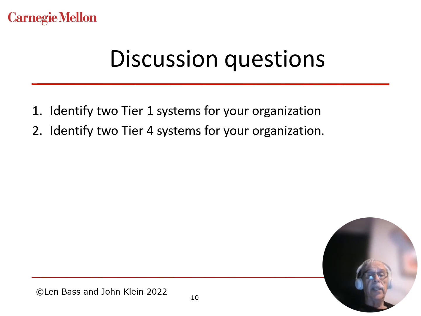So just a couple discussion questions. Identify 2 Tier 1 systems for your organization. Identify 2 Tier 4 systems for your organization.